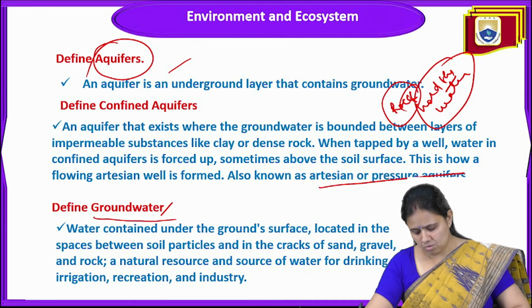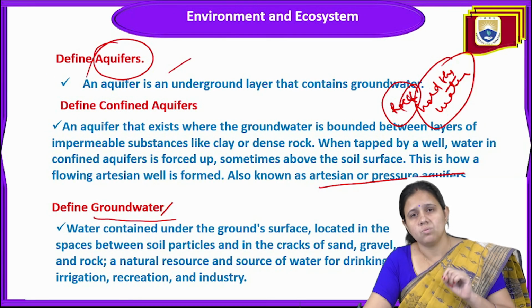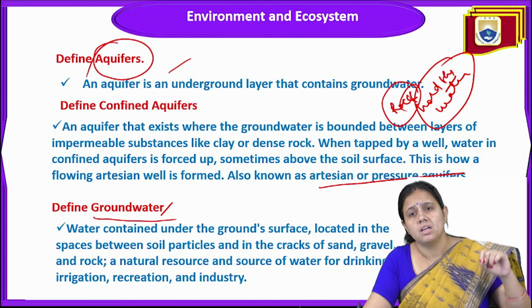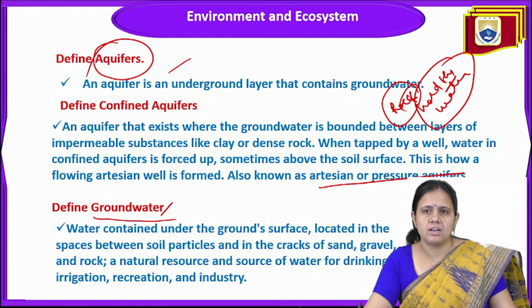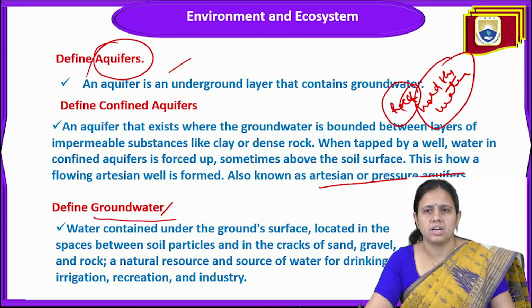So this is all about groundwater, meaning where the groundwater is situated, and the rocks which hold this groundwater. So the first one is aquifers. Aquifers are those rocks that hold the groundwater. And aquifers are of two types: confined aquifers and unconfined aquifers.